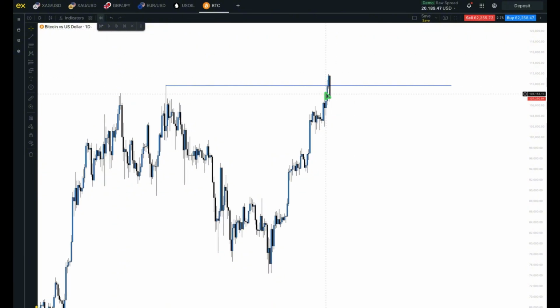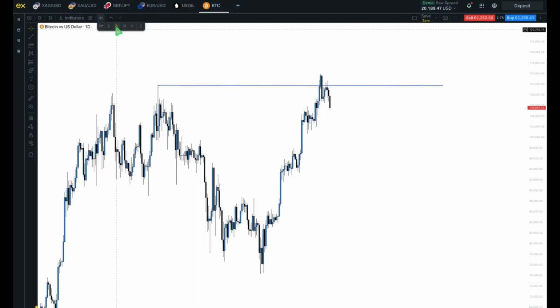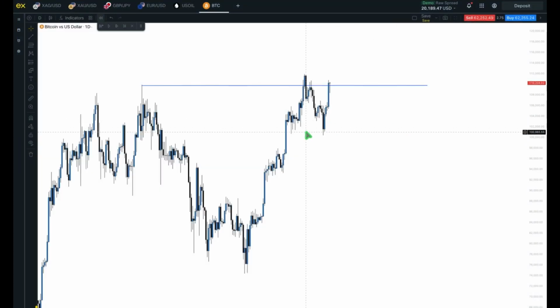So here you can see price went up and it swept this previous all-time high. Once this previous all-time high is swept, you have to wait for the price to come down and touch this area again and make a swing low here. Okay, so we will see what happens. So price came down. Okay, it made a swing low. This was the swing low at the bottom.